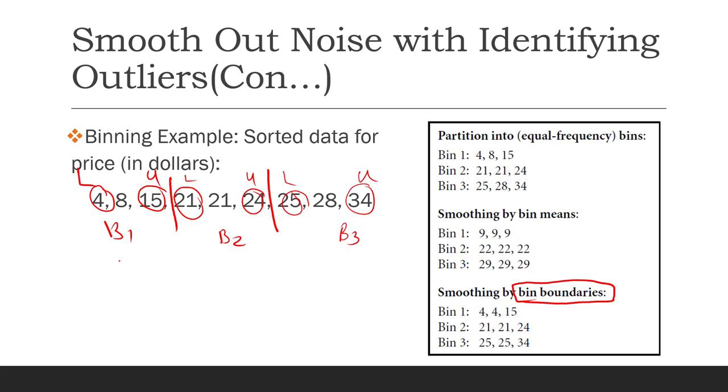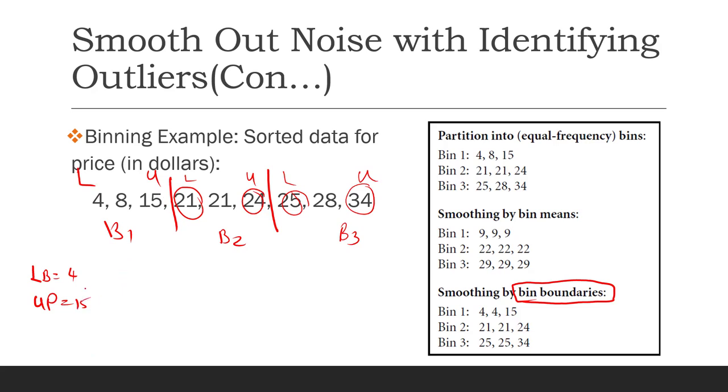Now what you need to do? Bin boundary means, for each data point, let's say for bin 1, you need to check what the lower boundary is. The lower boundary is equal to 4, and the upper boundary is equal to 15.